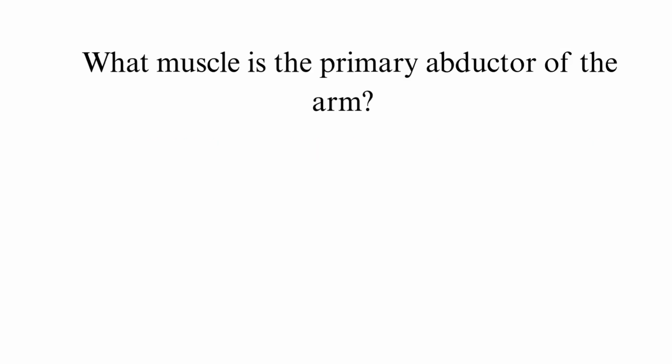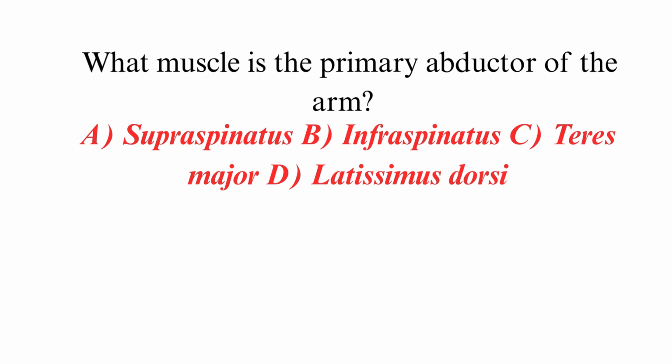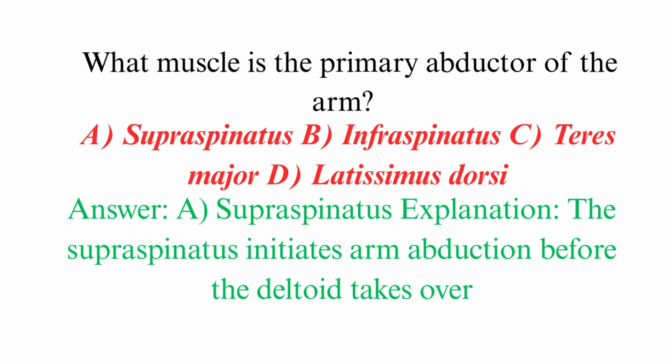MCQ 7. What muscle is the primary abductor of the arm? A. Supraspinatus. B. Infraspinatus. C. Teres major. D. Latissimus dorsi. Answer. A. Supraspinatus. Explanation. The supraspinatus initiates arm abduction before the deltoid takes over.